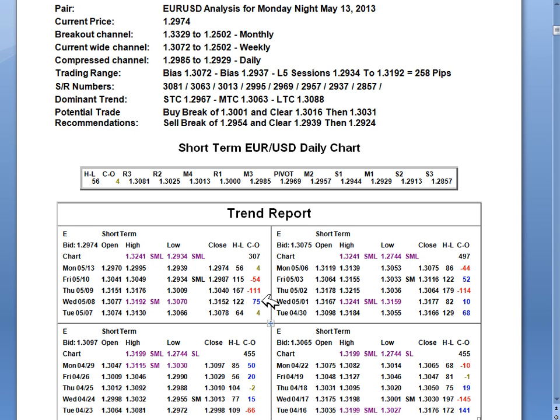Now you'll see red and blue sessions. Blue is where it closes above the previous open. Red is where it closes below the previous open.